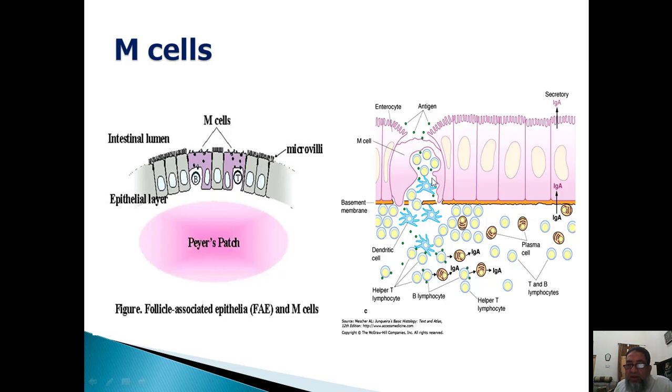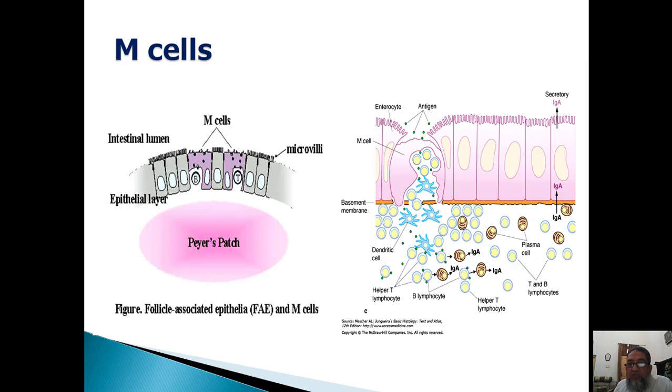The plasma membrane basal side is infolded to trap up toward the M cell. Here is the antigen within the lumen of the enterocyte of the intestine. When antigen is present on this apical side, it will sensitize the T lymphocytes. They move along with the dendritic cell within the cytoplasmic projection to the M cell.